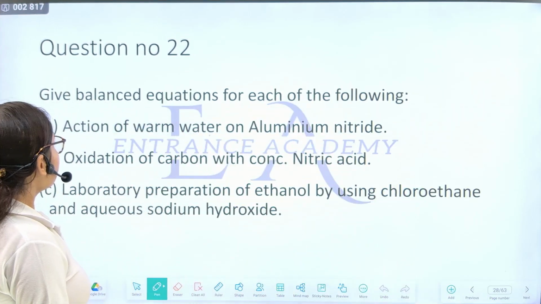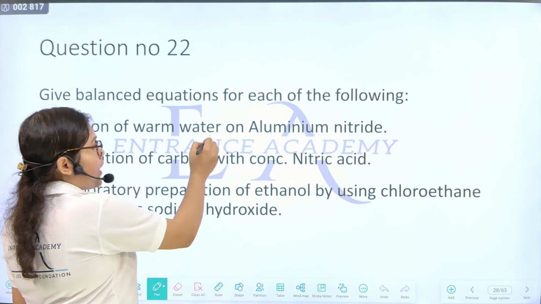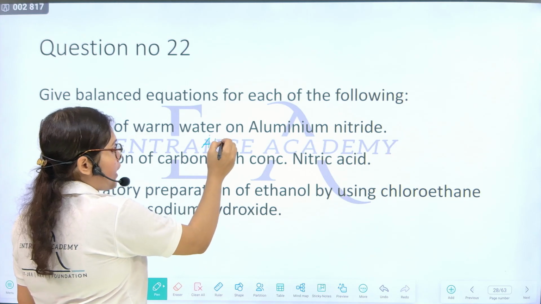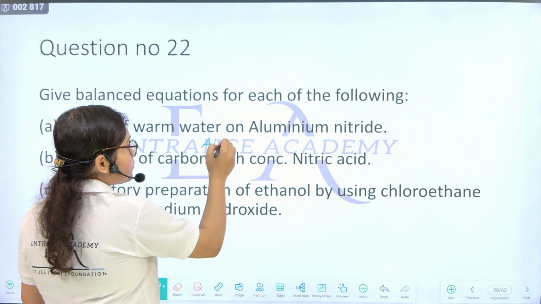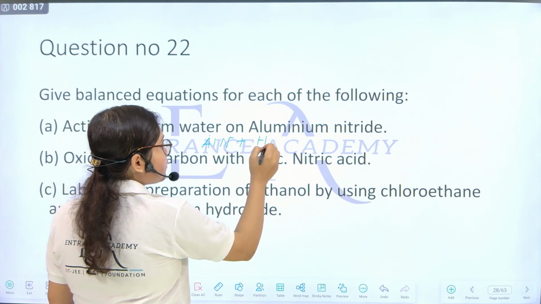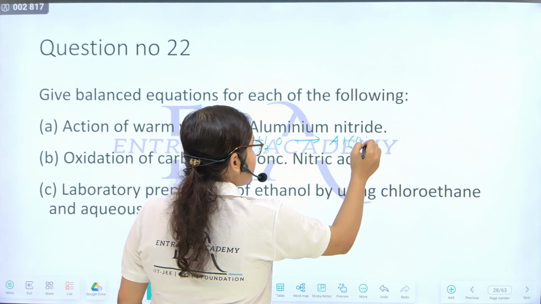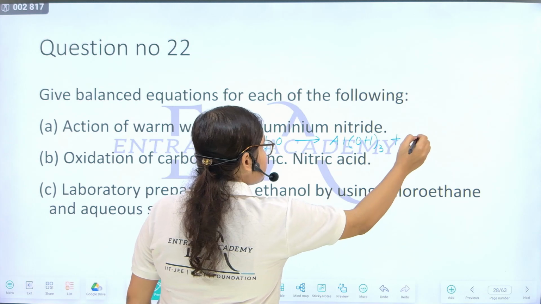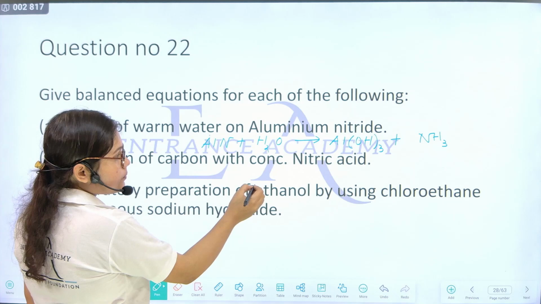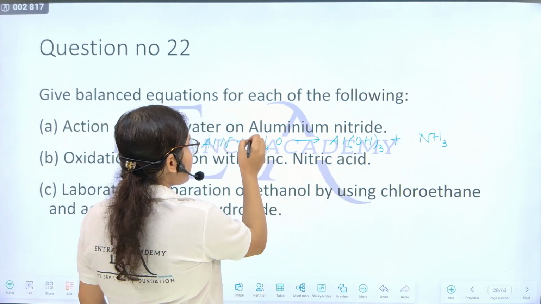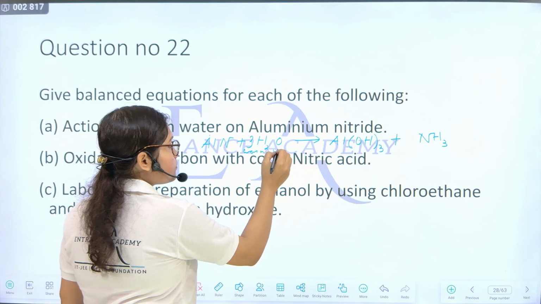Next question. Give a balanced equation for each of the following. Action of warm water on aluminium nitride. Aluminium nitride is this. Action of warm water gives aluminium hydroxide and ammonia. Now you have to balance those equations. 3, 3, 6. This is warm water.